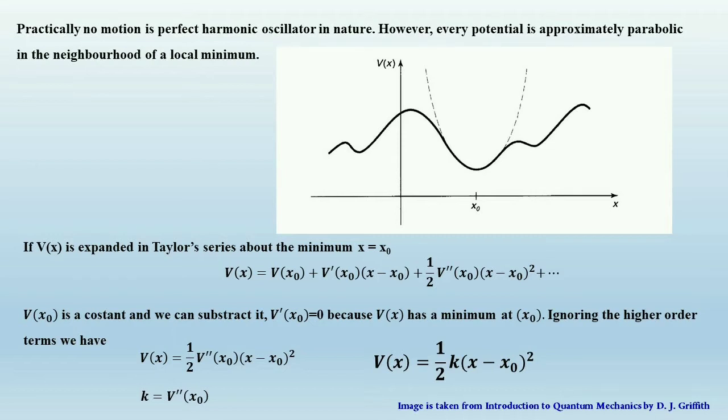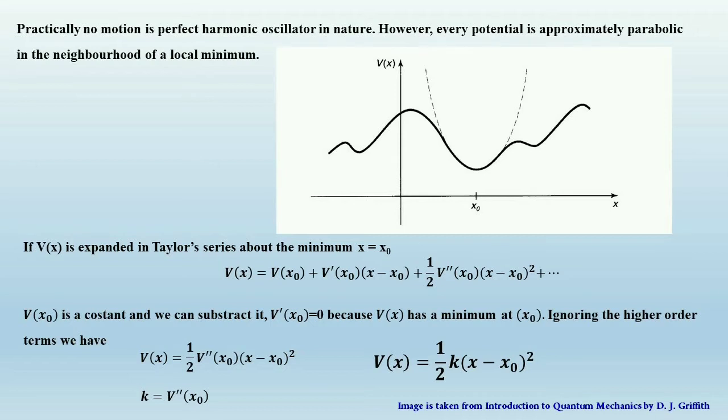But in practice, there is no such thing as a perfect harmonic oscillator. That is, if we stretch the spring too far, at a certain point the spring is going to break and Hooke's law completely fails. So, what is the way out?